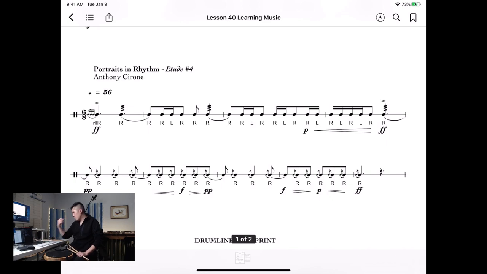So let's review. Strategy number one is context. You've got the title, the composer, the style, the tempo, the meter, anything you need to know to start audiating what the piece is supposed to sound like. Number two, you're scanning for the easy things and the hard things. What are the things that I'm going to have to work on more? We're only doing two lines, right?